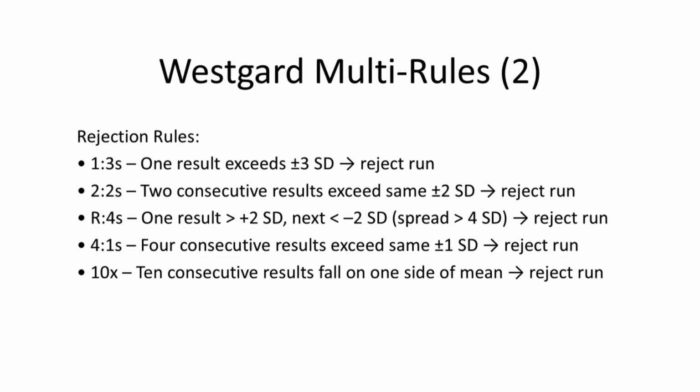4-1S means rejection occurs when 4 consecutive observations exceed the same mean plus 1 standard deviation limit, or the same mean minus 1 standard deviation limit. 10X means rejection occurs when 10 consecutive observations all fall on the same side of the mean.